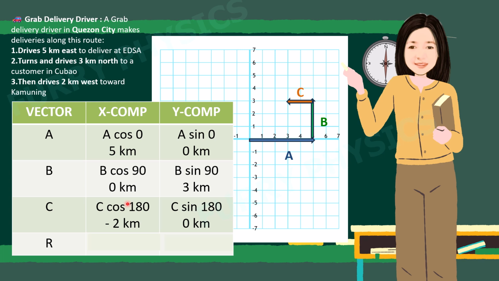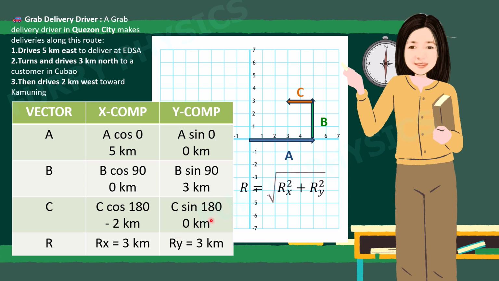So to get the resultant x component and y component, we just add all the x components algebraically and the y components algebraically. So we will be obtaining Rx is 3 kilometers and Ry is 3 kilometers. As you can see here, the x component is positive and the y component is positive. Therefore, the resultant displacement is along the first quadrant.